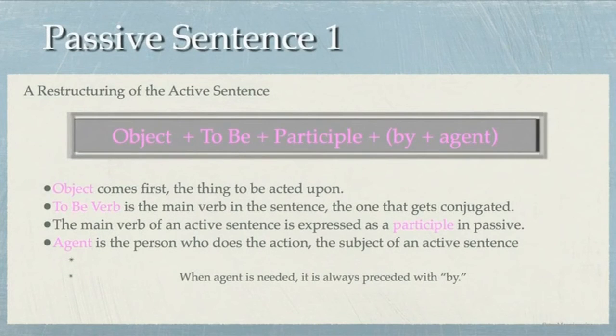I'm including this structure in my presentation because it's important for medical professionals. It's a kind of sentence you will see in medical journals a lot. If you can see here, the object of the sentence comes first, and that's the thing to be acted upon. The to be verb is the main verb in the sentence, the one that gets conjugated. The main verb of an active sentence is expressed as a participle in the passive, and the agent is the person who does the action, the subject of the active sentence.